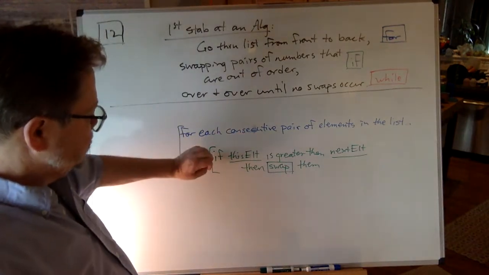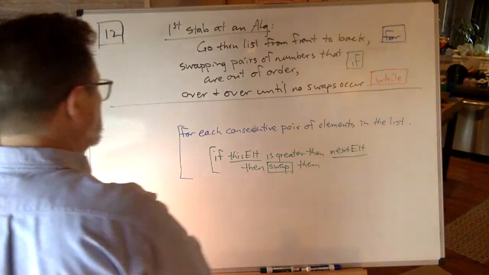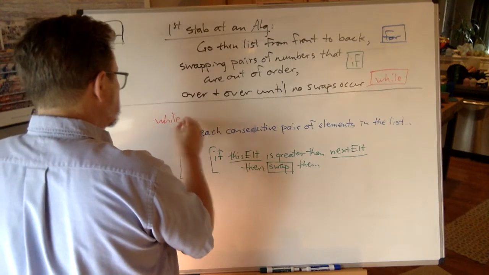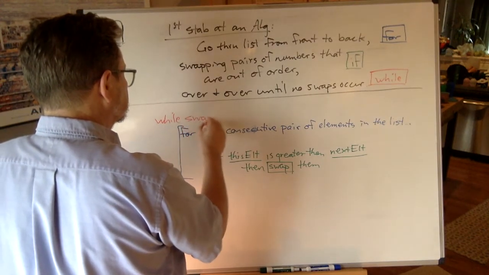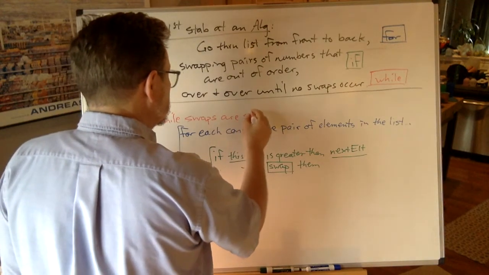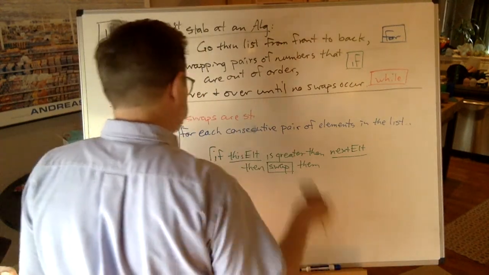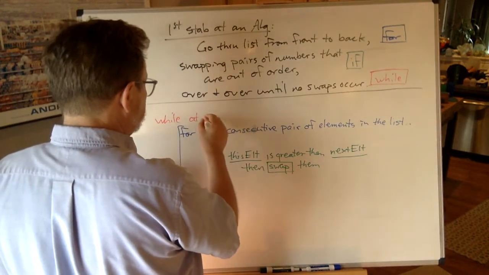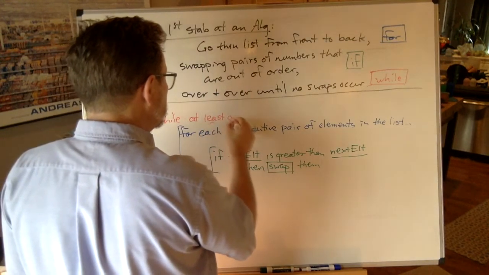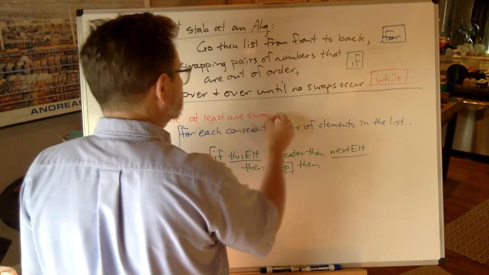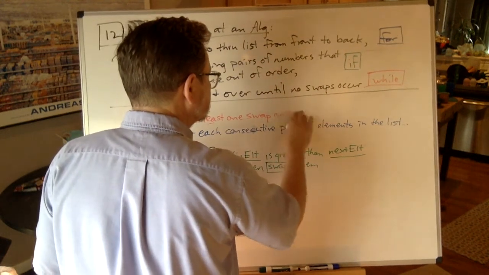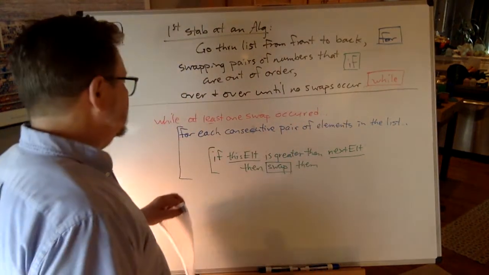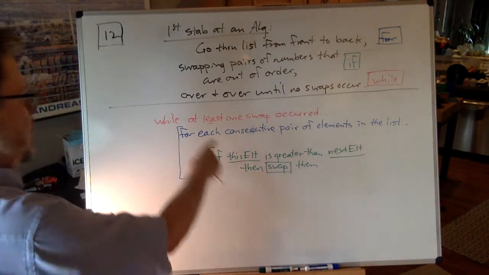So working our way out, I told you I would start in the middle and kind of work my way out, and that's why I needed to make room here at the top. Wasn't thinking ahead. While swaps are still occurring. Well, that's not a good way to phrase that. While at least, I like this better. While at least one swap occurred. The board's moving on me. While at least one swap occurred, then I've got to go back and start all over again.